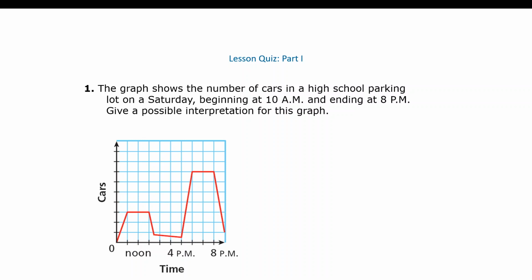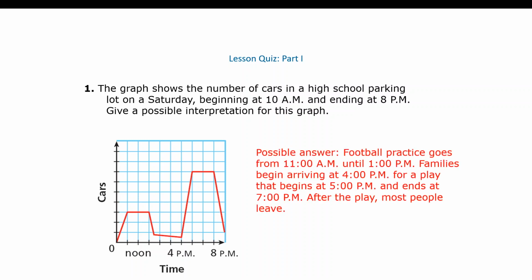All right, so a possible interpretation, that just means using words, what you think might have happened during the day at the high school. Here's one example. It is not a be-all, end-all perfect answer. It's any answer, any idea that you came up with that might fit the information. So a possible answer would be football practice goes from 11 a.m. to 1 p.m. So obviously there would be more cars in the parking lot between this period of time here.